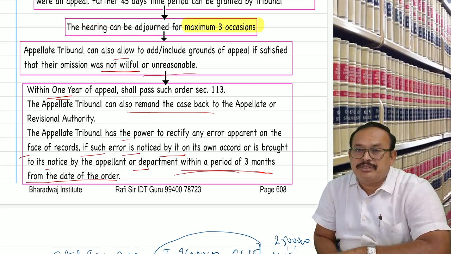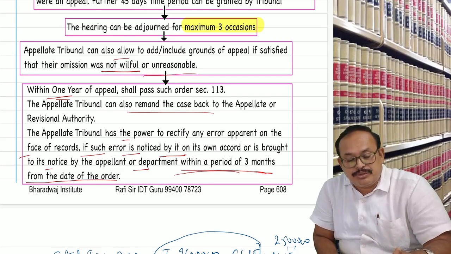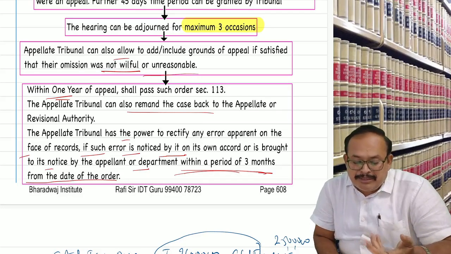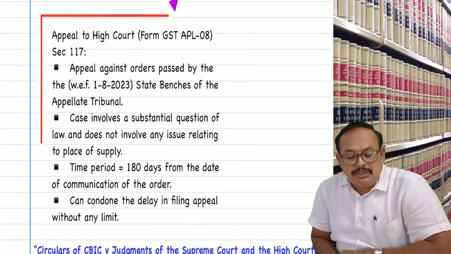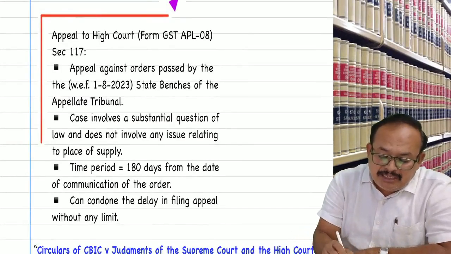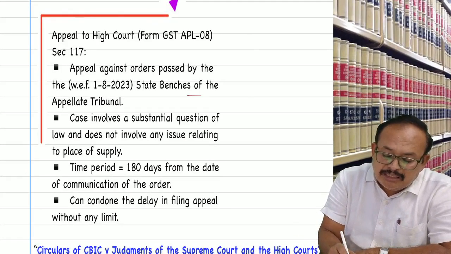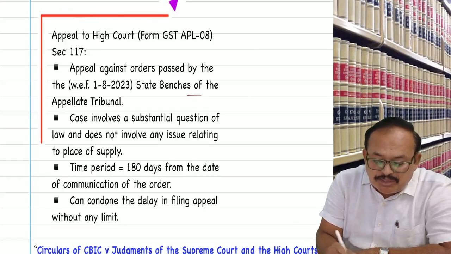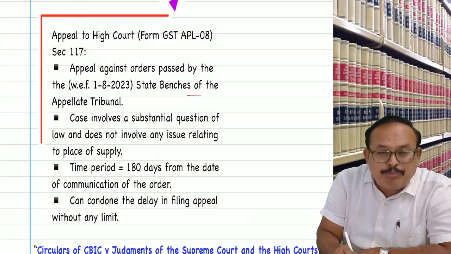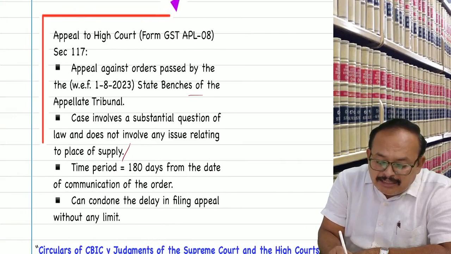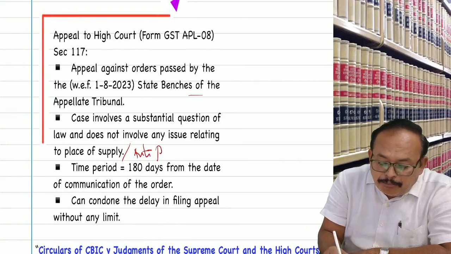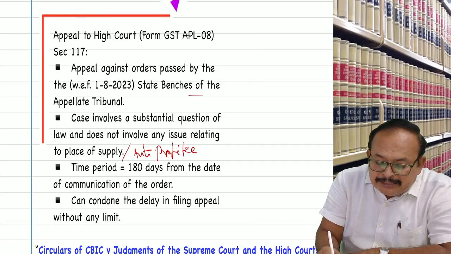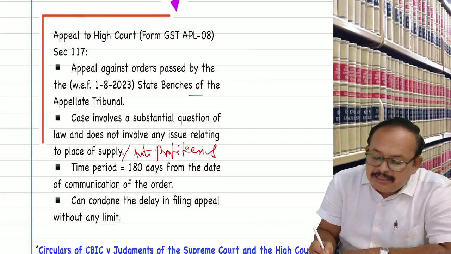If I am going to the High Court, what is the procedure? It is as follows. If I am eligible to go to the High Court, maybe taxpayer or maybe department, as the case may be, appeal to the High Court. An appeal against the order passed by the state bench of the tribunal can go to the High Court if the case involves a substantial question of law and does not involve any issue relating to place of supply. Now, one more thing is there. Any issue relating to anti-profiteering. In that case, can go for appeal to the High Court.